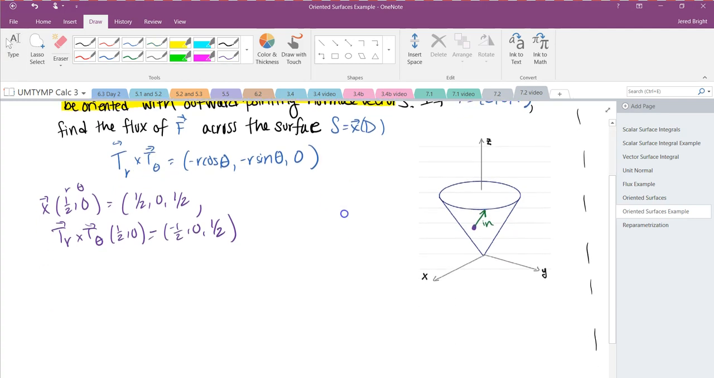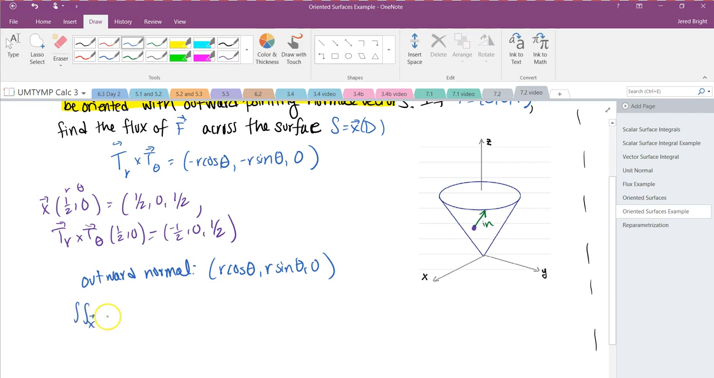Okay, so then if I want the outward normal, I simply just have to flip the directions. So it would be r cosine theta, r sine theta, and 0. And with this, I can then compute the flux of F dot dS. And this time I could just tell you it's going to be minus pi, but I'll just write it out.